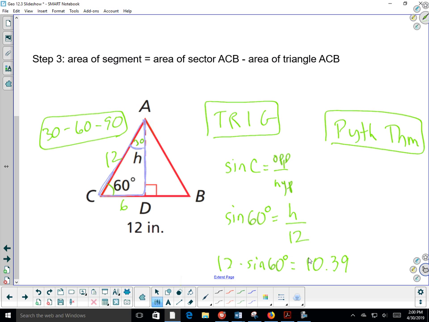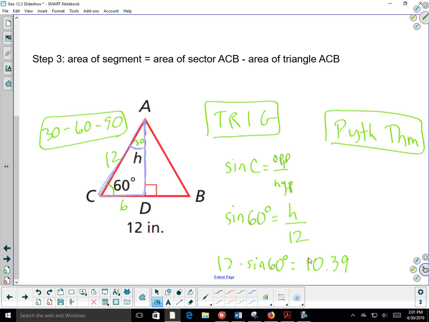Did you get like 10.39? Exactly. 10.4. Okay, round to the nearest. I did that using trig. If I was going to do 30, 60, 90, guess what, even easier, nobody wanted to do that. Did anybody do 30, 60, 90?